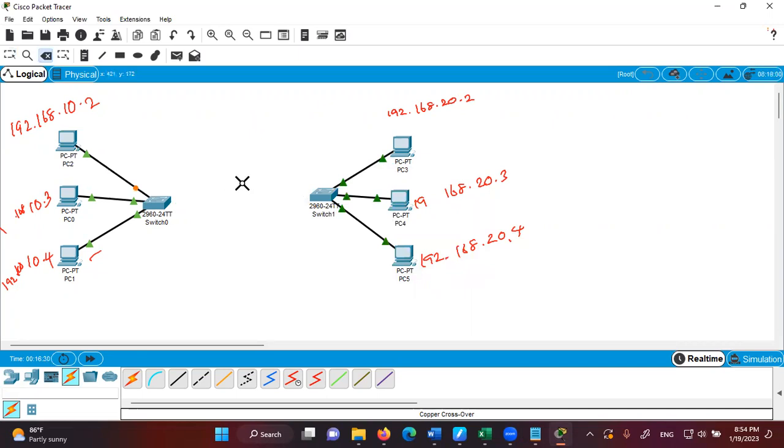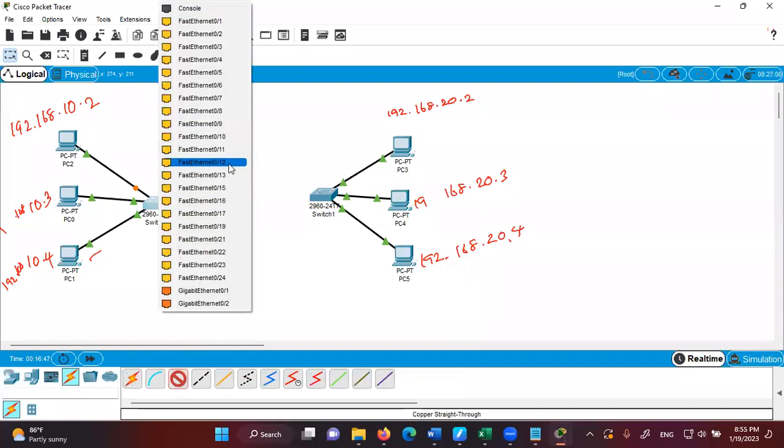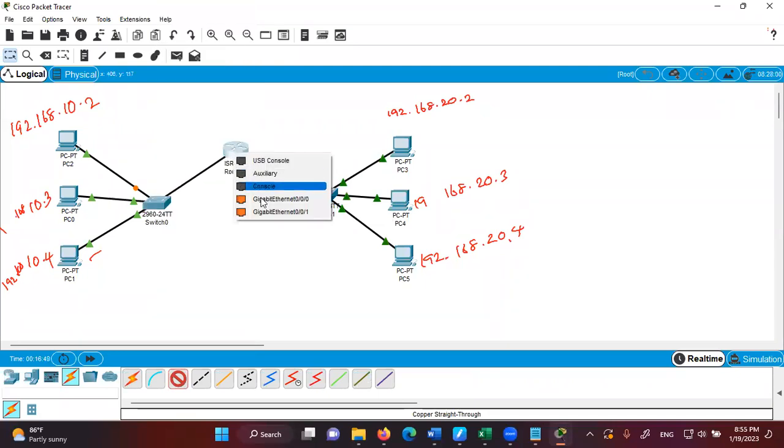මේ connection එක හදන්න අපිට use කරන්න වෙනවා a new device called router. We have to use a new device which is called router. So children, I'm going to connect this switch to the router now. And in this router, we have only two interfaces.